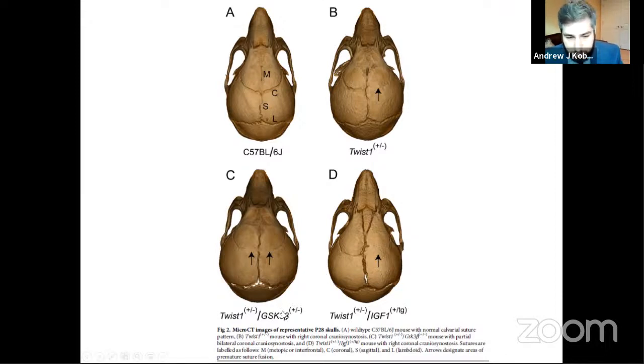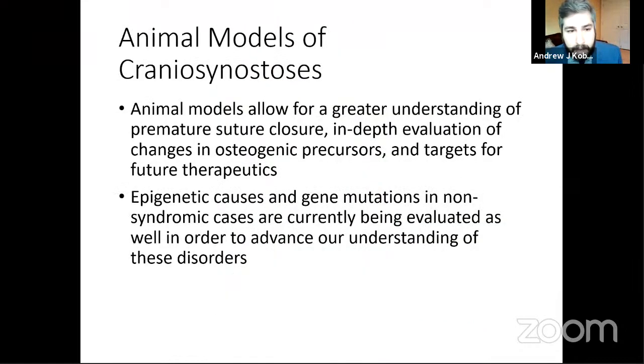And on the bottom two panels, we can see that combining this twist gene heterozygous expression with either GSK3B heterozygous expression or IGF-1 heterozygous expression results in the presentation of these phenotypes in mice. Utilizing this technology in the future will allow us to understand how to intervene and potentially prevent the presentation of these abnormalities without the need for surgery. So that's just on the horizon from a genetic standpoint and animal model standpoint.